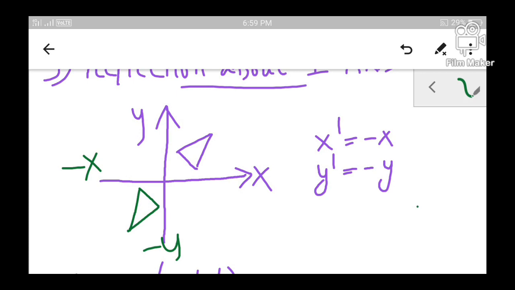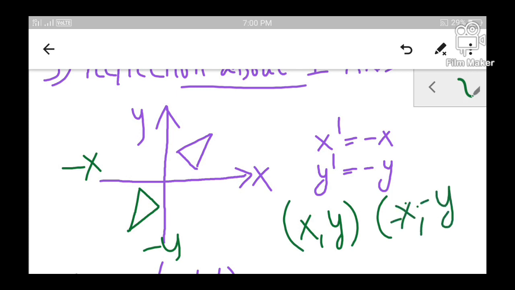Okay. And what about y dash? Y dash also attains a negative value. Y dash becomes minus y. Okay. So before this transformation, that means before reflection the point was x y, and after reflection the point will become minus x, minus y. So minus x is written as x dash and minus y is written as y dash. So both x and y will become negative because the reflected image is obtained in the third quadrant.